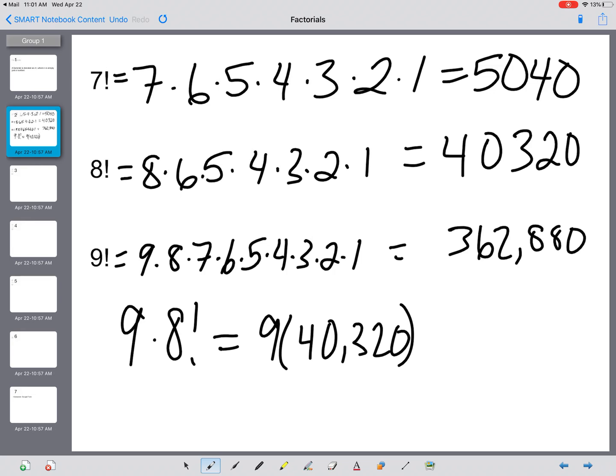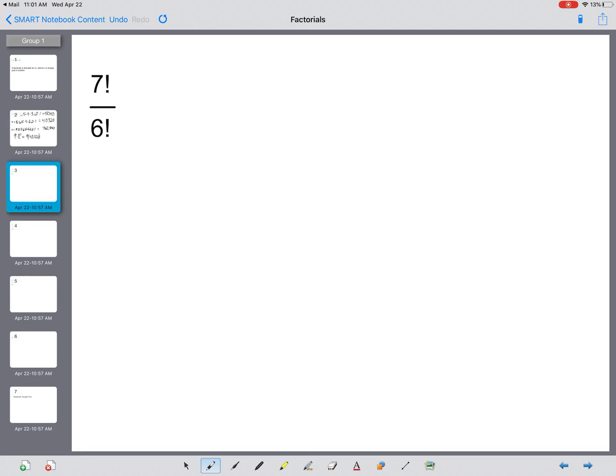These are pretty simple. We're going to take this a step farther. I wish I could get rid of this left-hand side like I can on my normal smartboard, but I guess I can't.